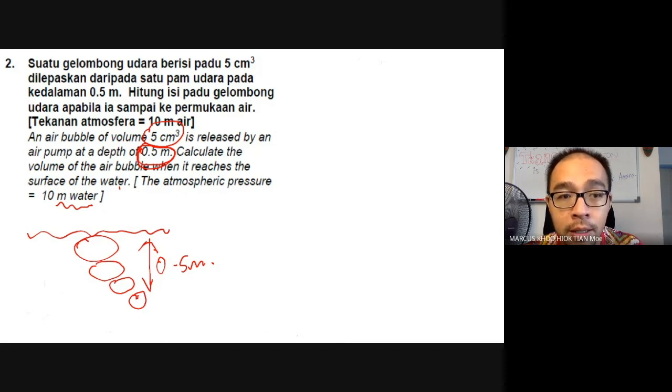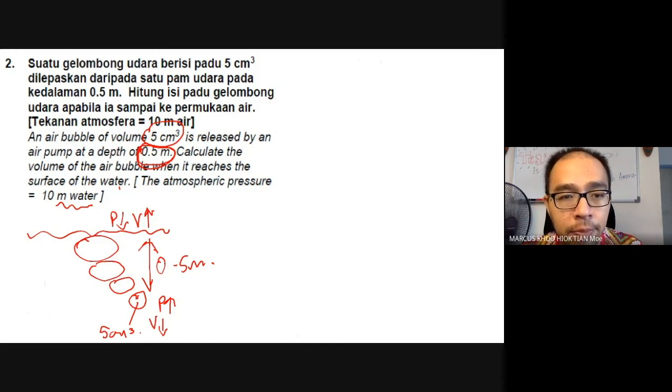And over here, there is going to be smaller pressure. Here is bigger pressure. That's why the volume is smaller. Over here is smaller pressure, so the volume is bigger. So the question is this. At the bottom here, it is 5 centimeter cube. But what is the pressure over here?